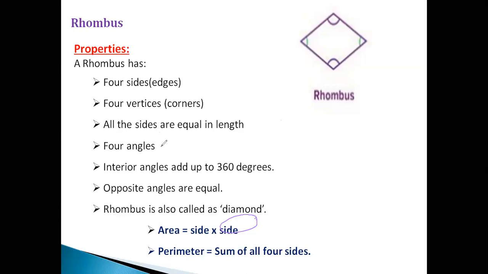So it has four angles. Each one might be 90 degrees most of the time. If sides are equal, we'll end up getting 90 degrees. 360, yes. Opposite angles are equal, okay? And it is also called a diamond at times. For finding the area, we can do it in two ways. Side square is one way, as we do for a square, but sometimes we might have different sides.